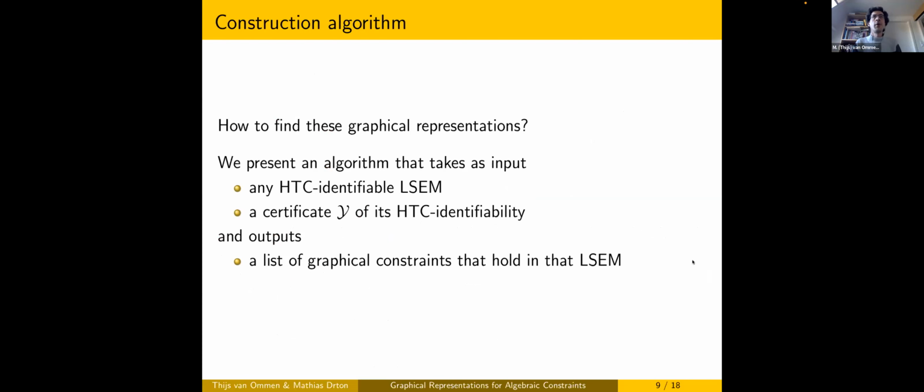Okay, so I presented these graphical representations, but then some questions are, how could we find those graphical constraints given the graph of a linear structural equation model? Well, let's start with that question. So what I'll be describing now is an algorithm into which we can put any, well, not completely any linear structural equation models, but only the half-track criterion identifiable ones. Well, the half-track criterion has some certificate, which I'm calling curly Y. And this certificate basically, together with the graph, allows you to verify that indeed the graph is half-track identifiable. And then this algorithm will output a list of graphical constraints that hold in the linear structural equation model.